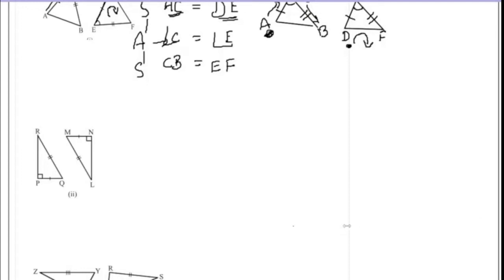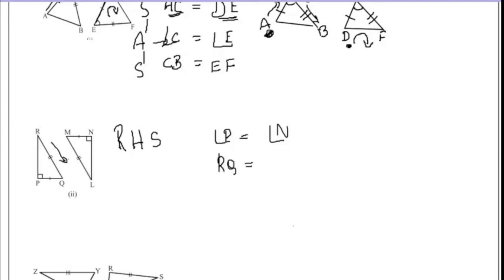Okay, coming to the next example, we have RPQ is a right angled triangle, and then we have MNL is also a right angled triangle. So we can apply the RHS property, or the right angle, hypotenuse and the side. So now what is the right angle which is equal? Angle P is equal to angle N. Then we have the hypotenuse, which is RQ.